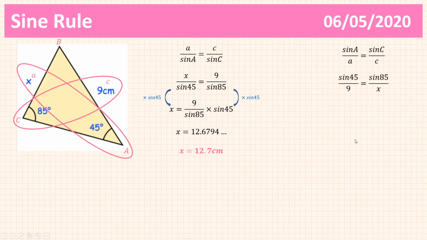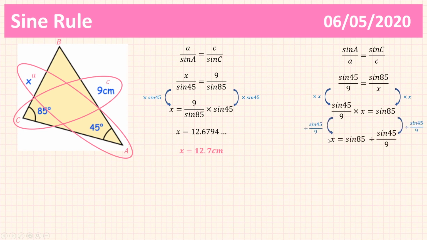So once again, I substitute my values in. I start rearranging to try and make x the subject. I've multiplied by x to get rid of the fraction on the right hand side of this equation. And then I've had to divide by sine 45 over 9 to get x to be the subject. And then I get the exact same answer.